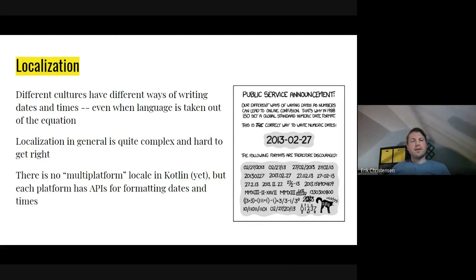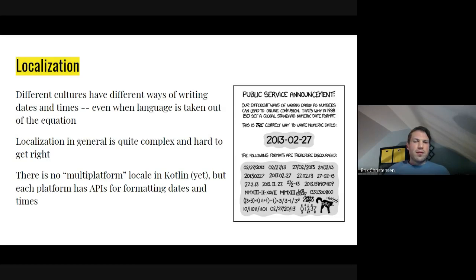Localization. So different cultures have different ways of writing dates and times, even when you take language out of the equation. So we're the weird ones who have the month before the day and then the year usually when we write our dates, but a lot of other people put the day before the month, and the international standard is to put the year first. So there's a lot of different ways you can write a date or a time.